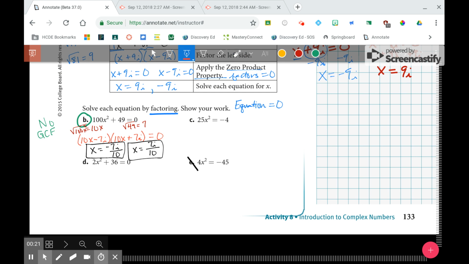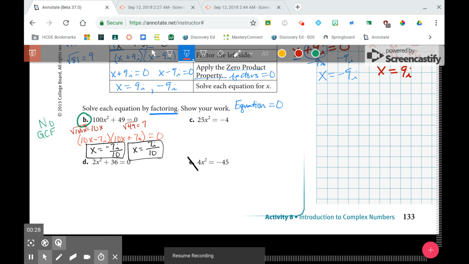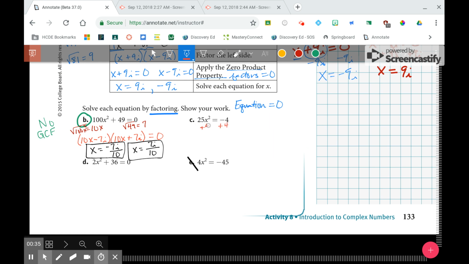25x squared equals negative 4. Well, we can't factor this unless it's equal to 0. So is this equal to 0? No, obviously this equation is not equal to 0. So we need to add 4 to both sides. So now we have 25x squared plus 4 equals 0. Now we can factor. So I want you to factor this.